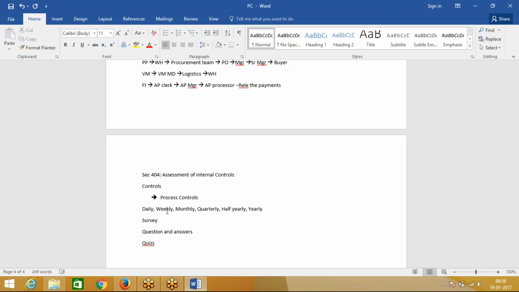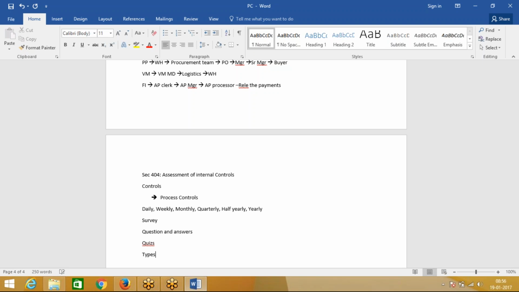Other types of controls also exist. Those controls will automatically go and check whether we are following the policy or not, and the system itself will check and give us an output. So that is another type of control. Like this, various controls are there, and this is the frequency we are working with.